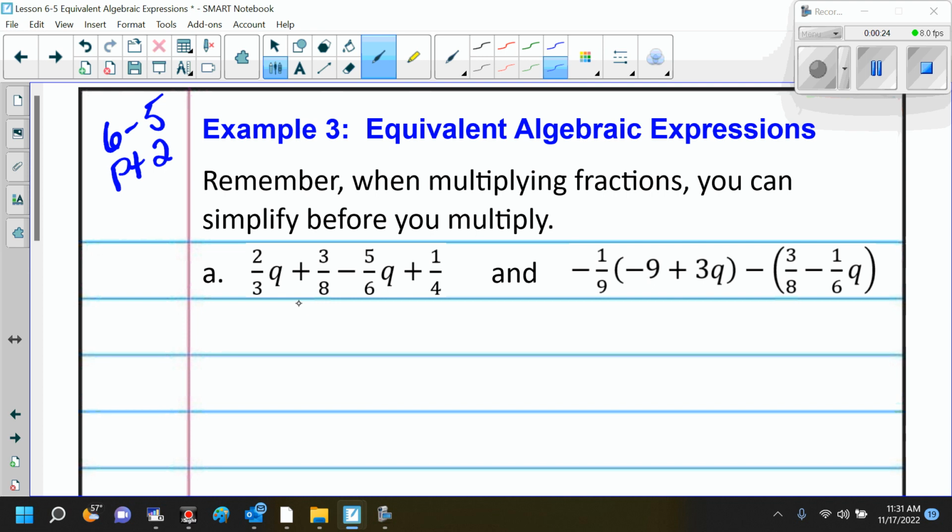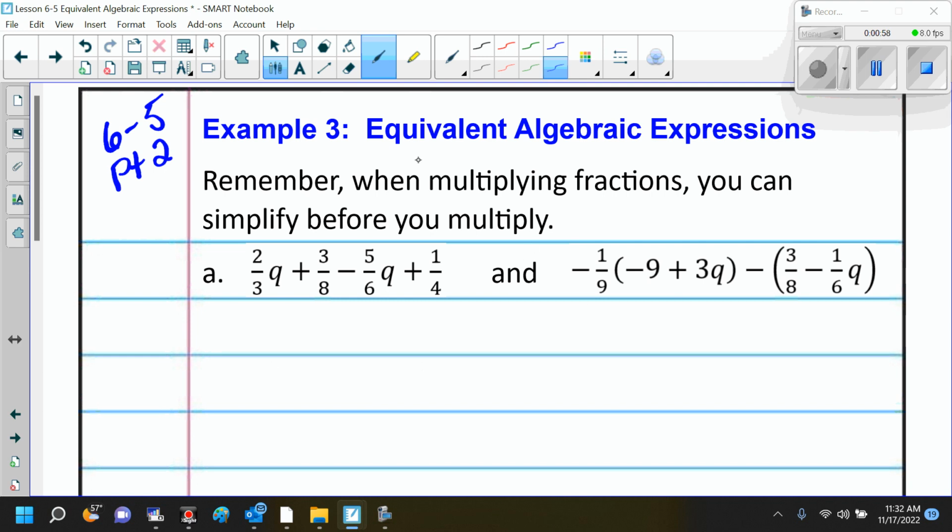So we've got 2/3 q plus 3/8 minus 5/6 q plus 1/4, and we're going to compare that to negative 1/9 times the quantity negative 9 plus 3q, minus the quantity 3/8 minus 1/6 q. Okay, so you can see that neither of these are simplified, right? Because you see there are some like terms out there, and you also see that there are some parentheses. So we know we need to simplify, okay?